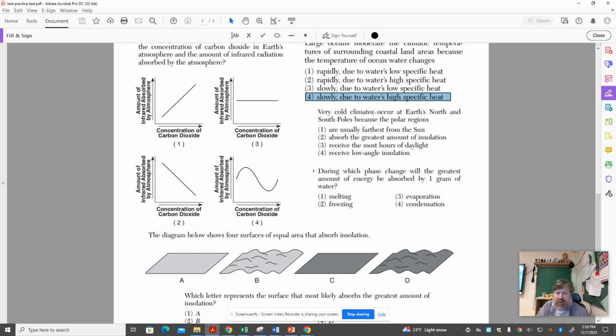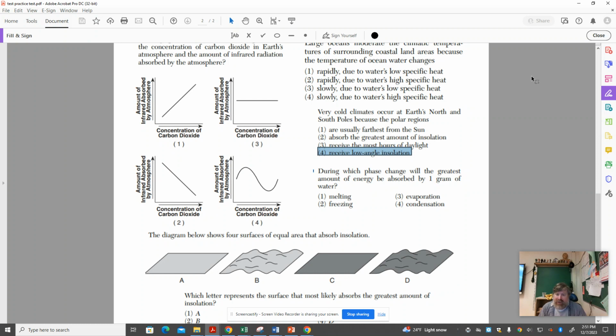Very cold climates occur at Earth's north and south poles because of the polar regions, it's this low angle idea. When the sun's energy comes in, it hits directly overhead near the equator, somewhere in between the tropics. But way out by the poles, it comes in at a lower angle, which is why it's so cold up there. It's like right now, this time of year too, December 7. We're getting closer and closer to the 21st, which is the day where it's lowest in the sky, so least efficient at transferring energy to us.